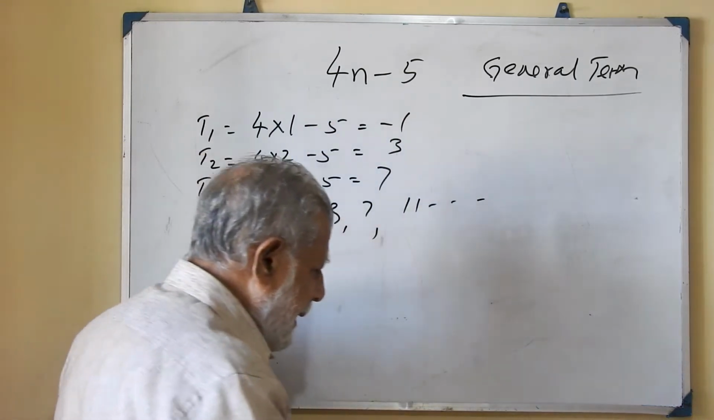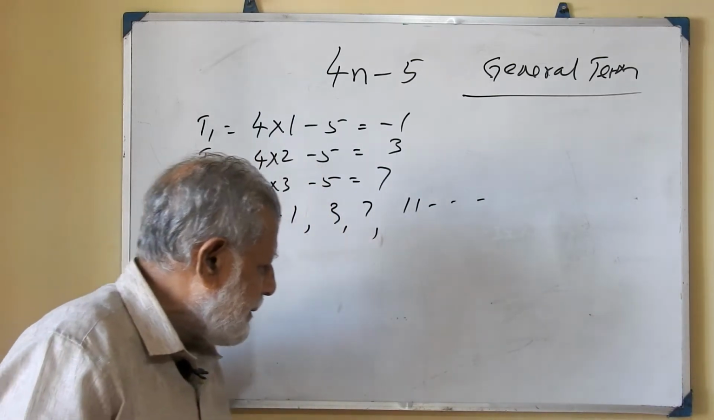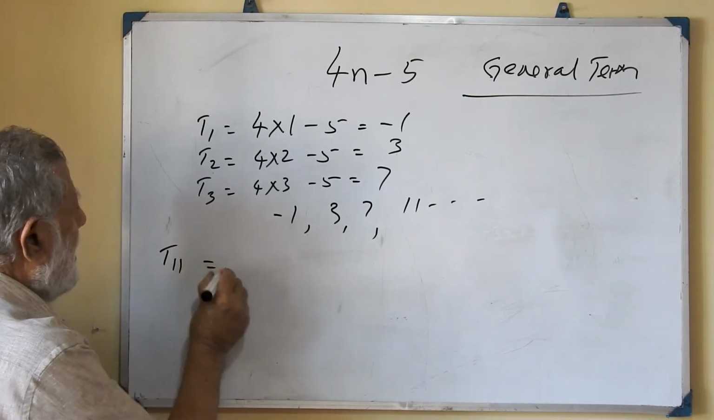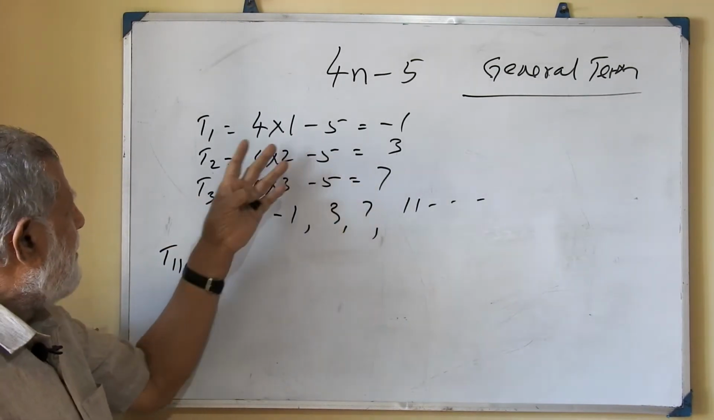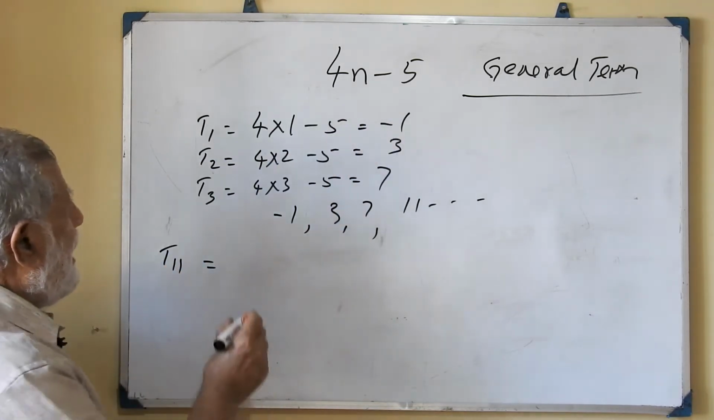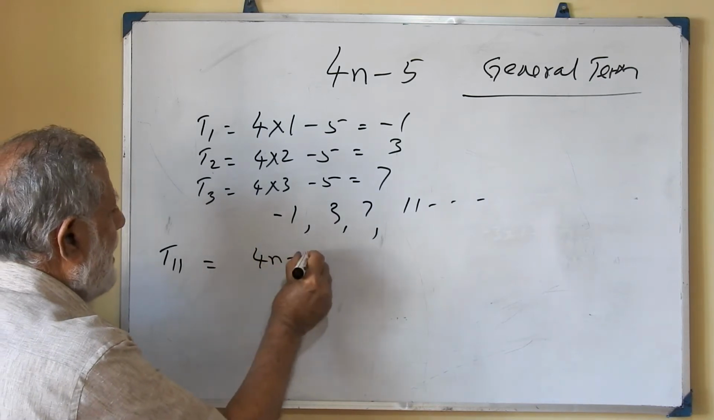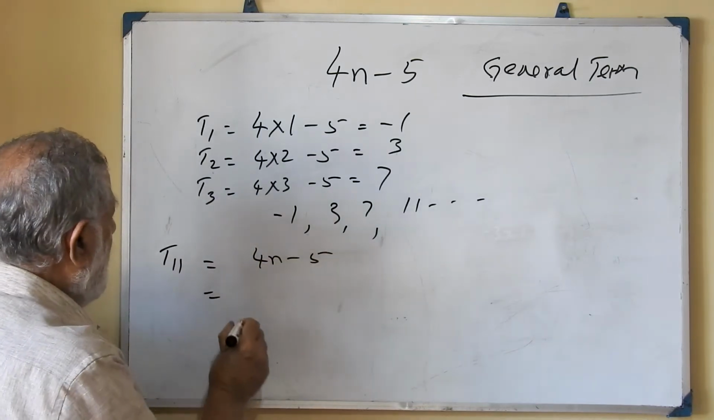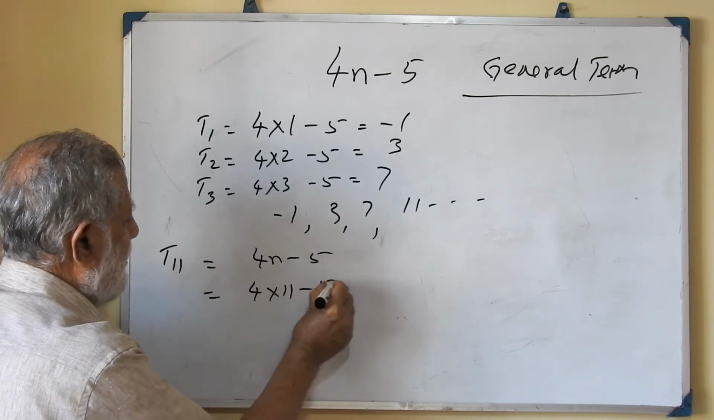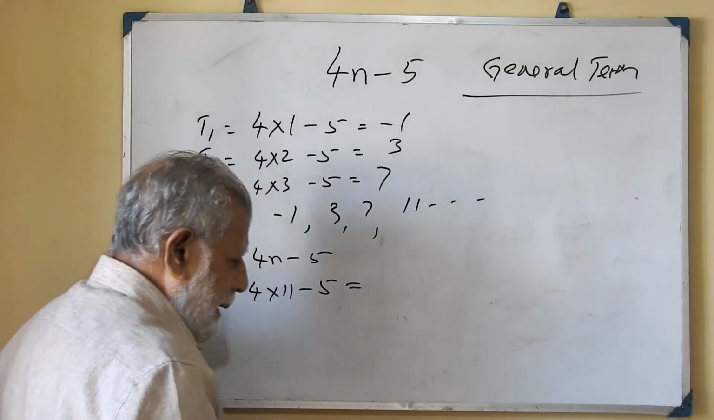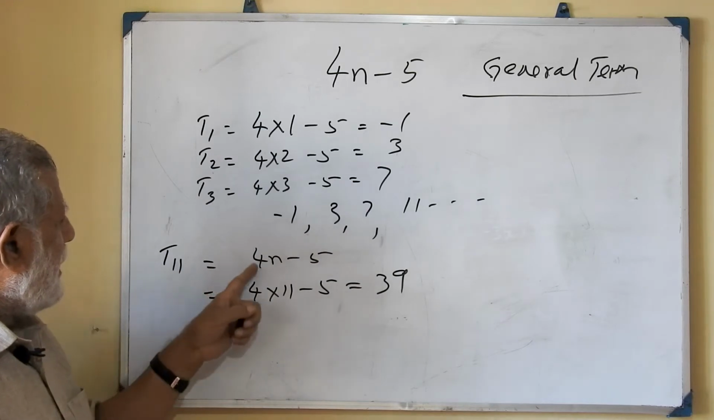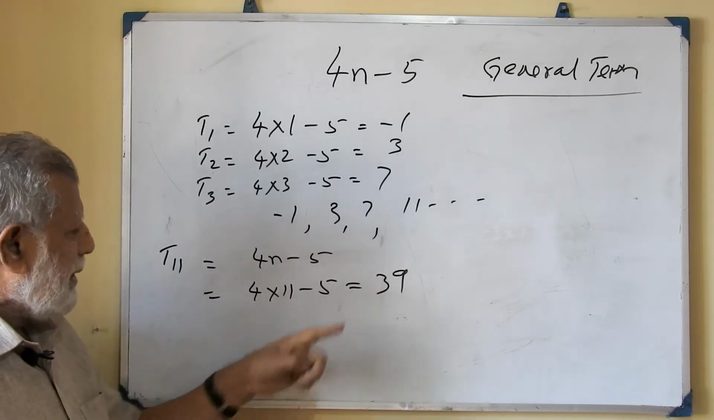From these number patterns, we can have a lot of questions. For example, supposing we want to find out term 11. We need not go on like this from term to term. We can immediately use the formula, 4n minus 5. To find the 11th term, substitute 11 for n. 4 into 11 minus 5. That is 44 minus 5, which is equal to 39.